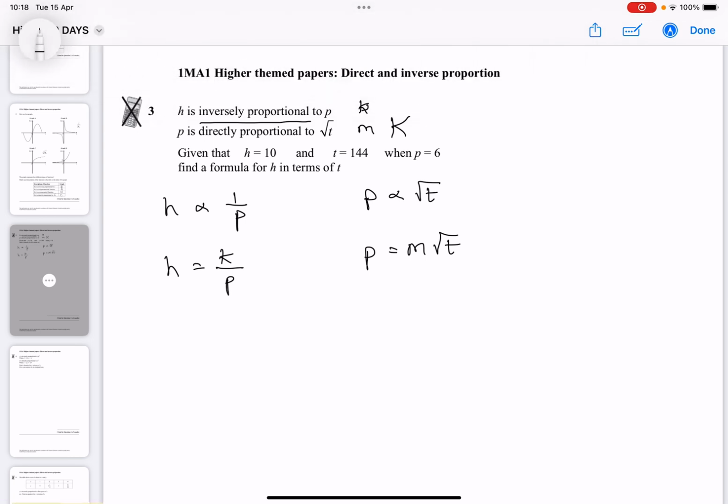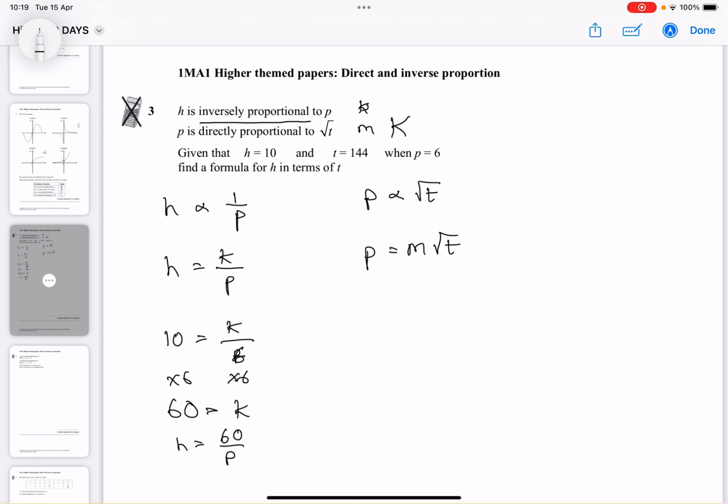Given that h equals 10 and t equals 144, when p equals 6, find a formula for h in terms of t. So the first thing I want to find is the value of k. I'm told that h is 10, and I'm told the value of p is 6. If I times by 6, then k equals 60. So what I get is h equals 60 over p.